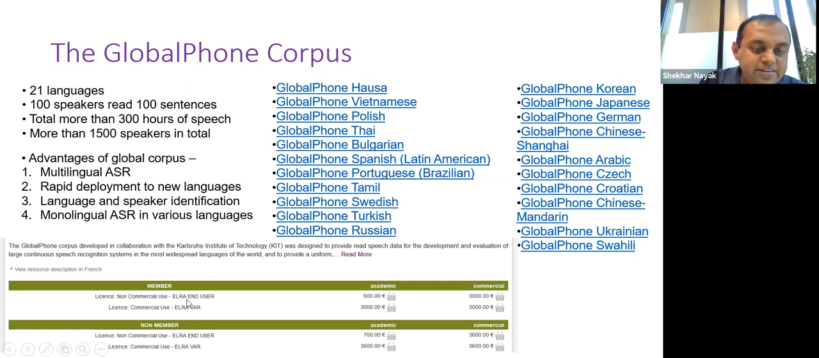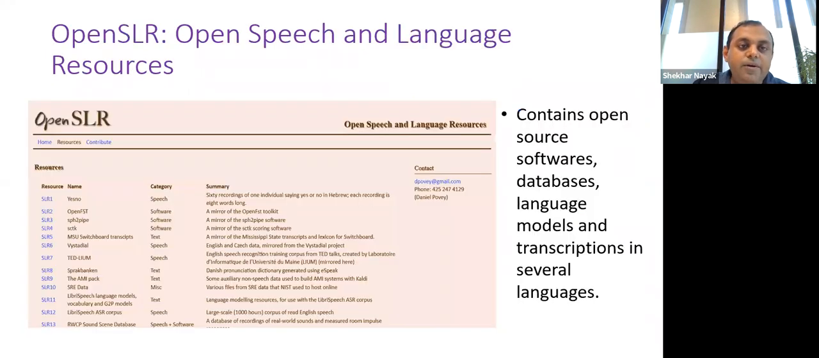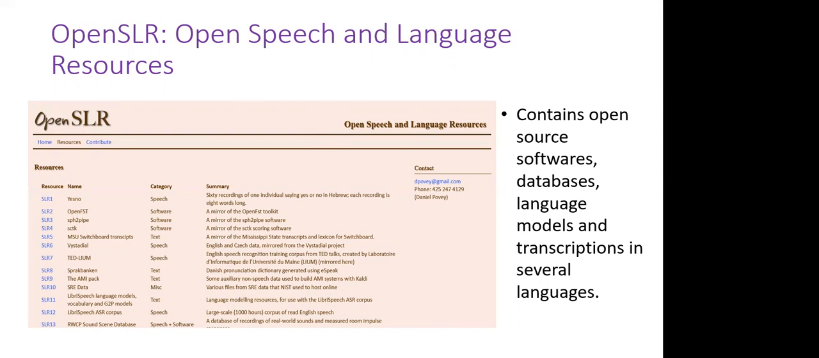So this is available through ELRA, the European Language Resources Association. You can see that the costs associated with that, even for commercial use, are quite high. Even for academic purposes, there is a cost associated. So now we are getting open speech and language resources, which are free and openly available. So OpenSLR is one such website.